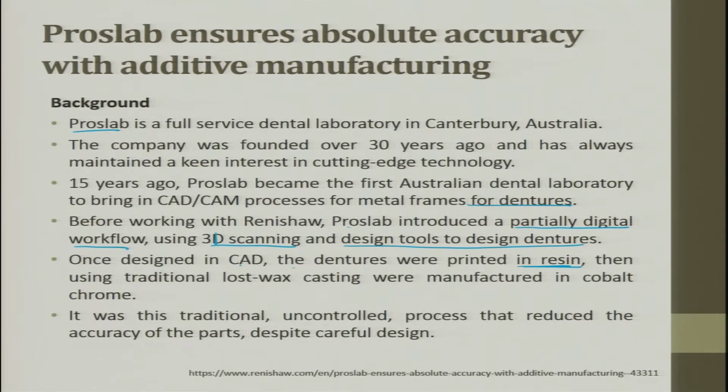Now, you see, CAD, they made through resin and they had a pattern. So this pattern, they immersed it into the wax and they manufactured a cobalt chrome output product. This traditional uncontrolled process reduced the accuracy of the part despite careful design. Why? Because of this lost wax casting. Here we look for very high precision, by the way, and it is a 3-dimensional object. So, along the form, if there is a deviation, the error will be very high.